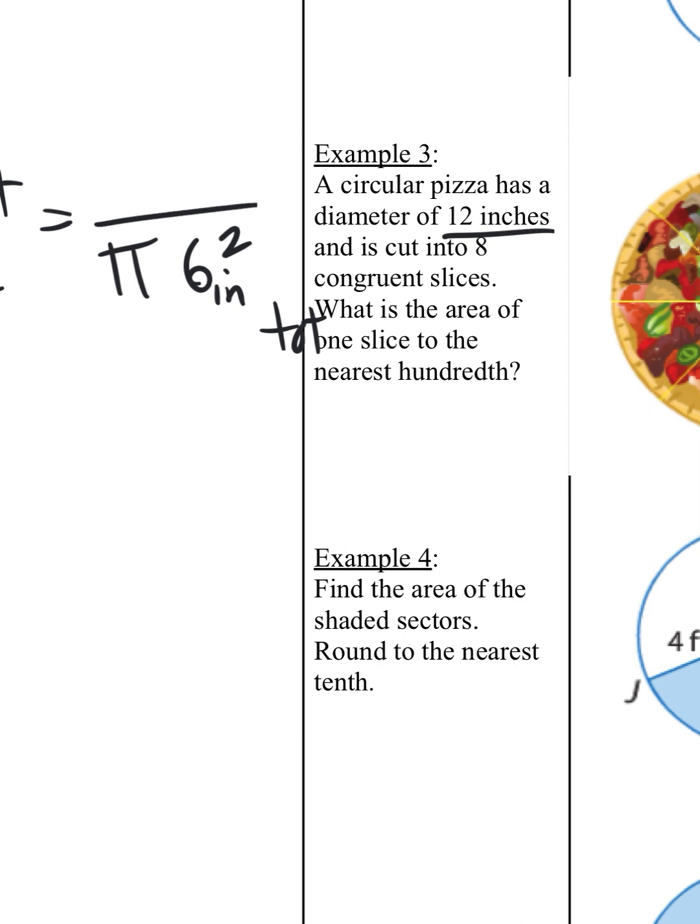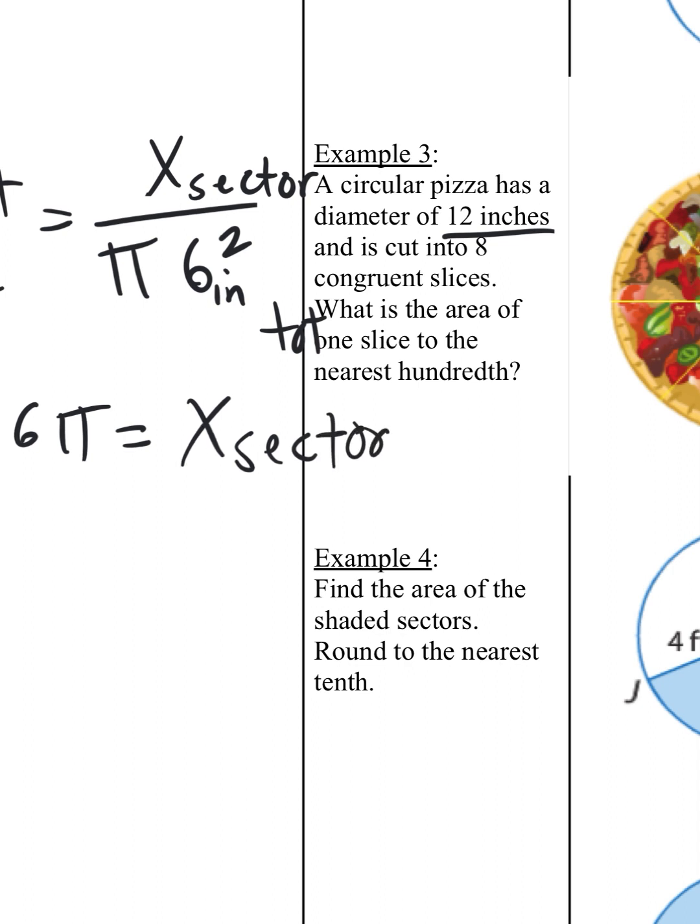The part of the area that I want to know, this one piece of pizza over here, I want to know this area. Well, that is the thing I don't know. That's X. That's the sector's area. So now what I'm going to do is multiply both sides by 36 pi. So it's going to be 1/8 times 36 pi. That's going to be equal to the sector's area.